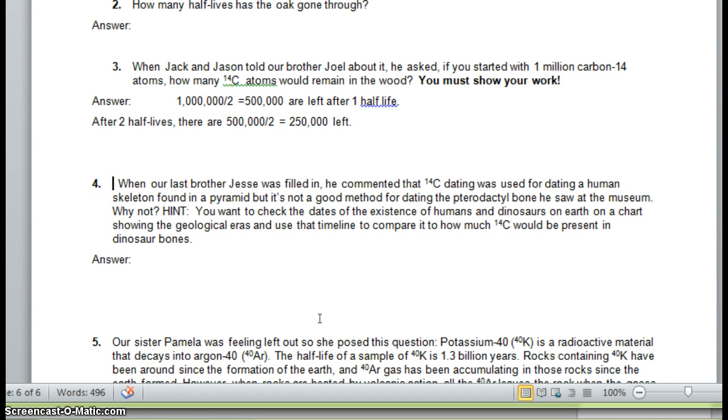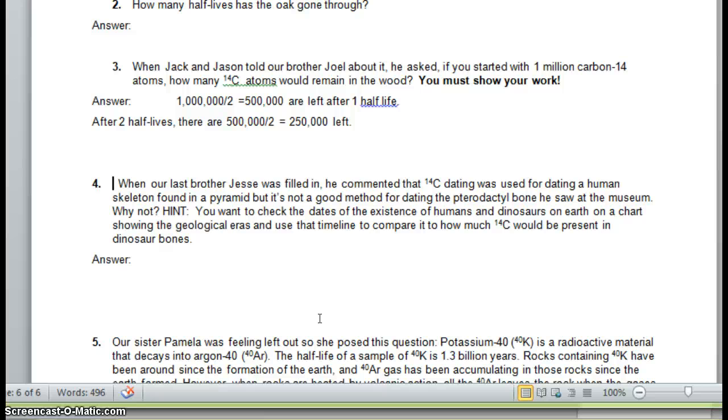Question 4. When our last brother Jesse was filled in, he commented that carbon-14 dating was used for dating a human skeleton found in a pyramid, but it's not a good method for dating a pterodactyl bone that he saw at the museum. Why not? Hint, you want to check the dates of the existence of humans and dinosaurs on Earth on a chart showing the geological eras and use that timeline to compare it to how much carbon-14 would be present in dinosaur bones.